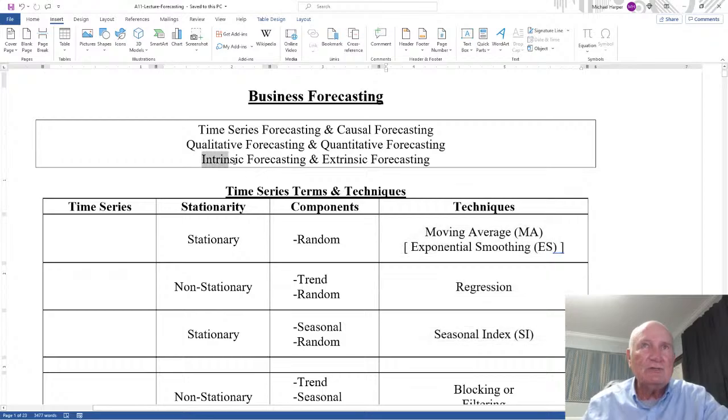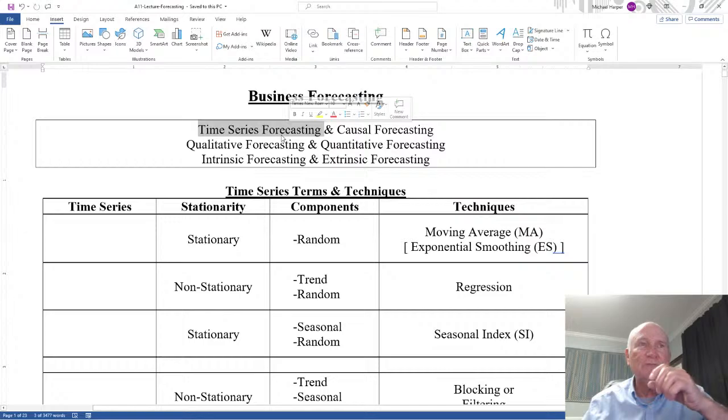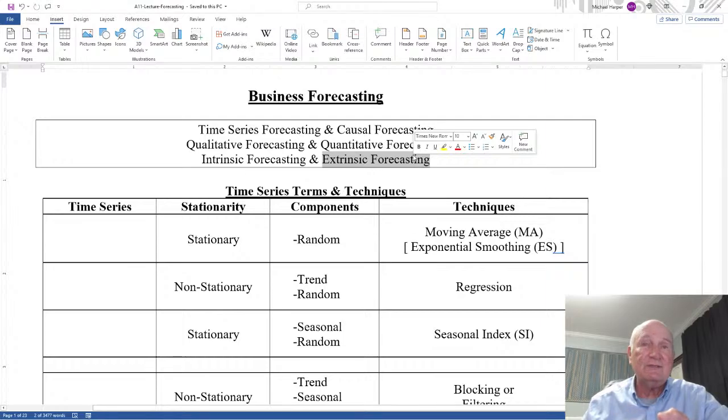Finally, a terminology of intrinsic forecasting and extrinsic forecasting. Intrinsic forecasting is essentially the same as time series forecasting. Information patterns within a time series will be used to forecast the time series. Extrinsic forecasting is the same as causal forecasting. Information extrinsic, or outside the time series, that's causing the time series, that's extrinsic or causal forecasting.